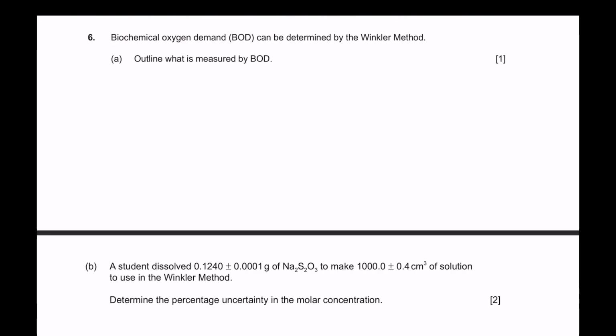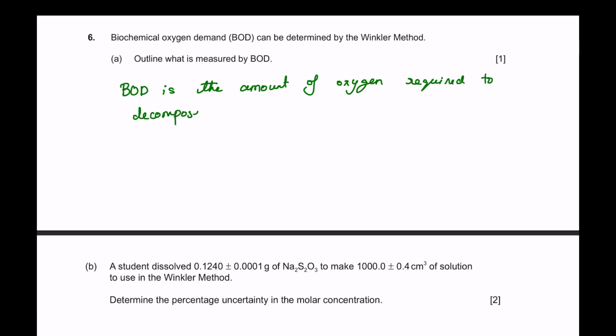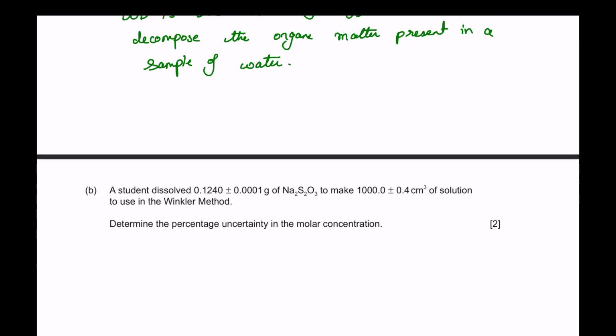So biochemical oxygen demand can be determined using the Winkler method. So outline what is measured by BOD. BOD is just a basic definition. BOD is the amount of oxygen required to decompose the organic matter present in a sample of water. That is the basic definition of BOD.